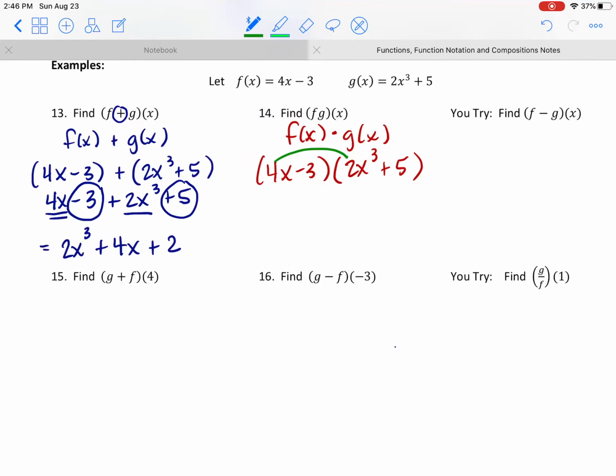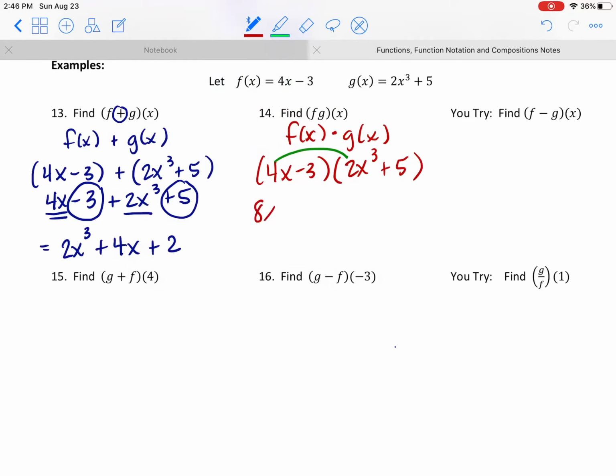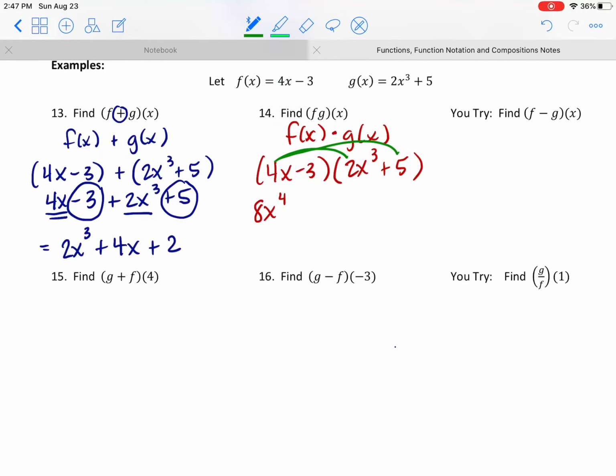Let's start here. 4x times 2x cubed is going to give us 8x to the 4th. And then we can distribute here. 4x times 5 is going to give us a positive 20x. Distributing here, negative 3 times 2x cubed is going to give us a negative 6x cubed. And then lastly, negative 3 times 5 makes a negative 15.